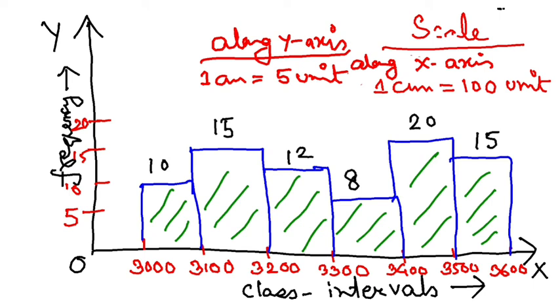Do you know you have to break this axis over here, right? Now what does this mean? This means that 3000 to 3100 you have a gap of 100, but 0 to 3000 you have a gap of 3000. It is not continuous, and that is why you have to break the axis over here. All right, so this is how you're going to draw a histogram.